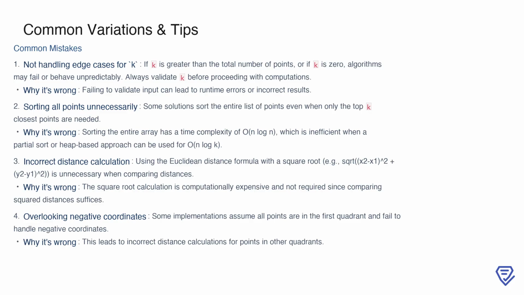Lastly, overlooking negative coordinates is a common issue. Some implementations assume all points are in the first quadrant, which leads to errors when working with points in other quadrants. Always account for negative coordinates to ensure accurate calculations.